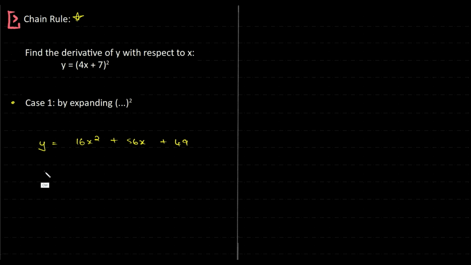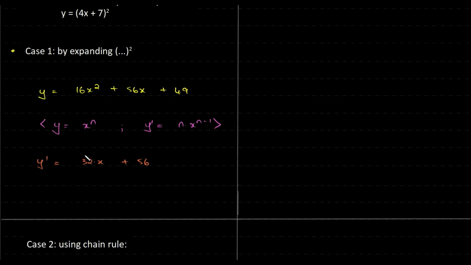For that we will make use of this: if y is equal to x to the power of n, then y prime is n into x to the power of n minus 1. So this would be 32x plus 56 into 1 plus 0, because the derivative of a constant is 0. Now we can approach the same problem with something called the chain rule.